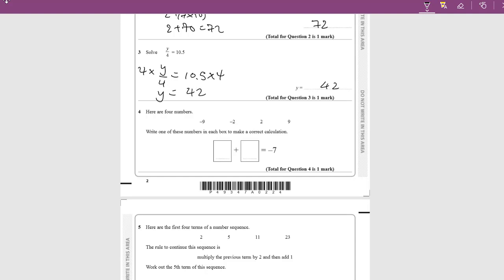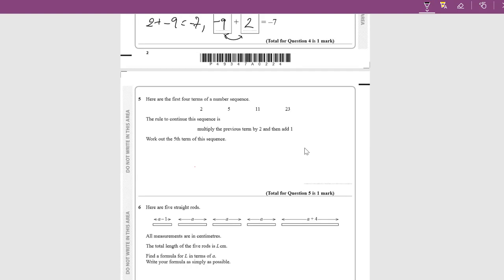So y equals 42. Question 4 says, here are 4 numbers, and they want you to use these numbers to insert in the box to get the correct calculation -7. Well, this is just a case of trial and improvement, but if we look through, we can see that -9 and 2 will give us the answer -7. Or alternatively, you could do vice versa. So 2 plus -9 also gives you -7. So either one will work.